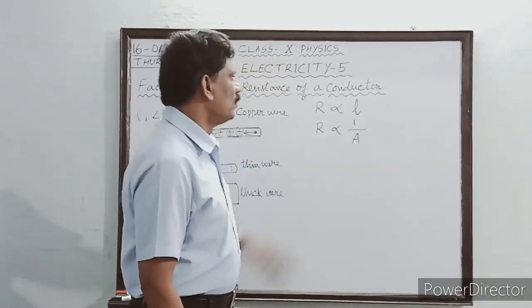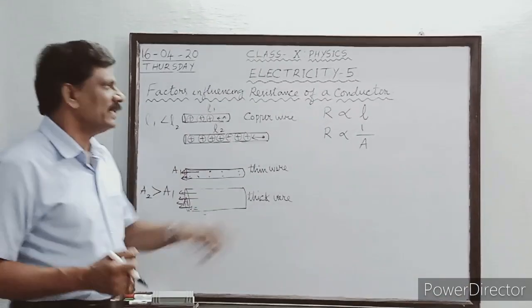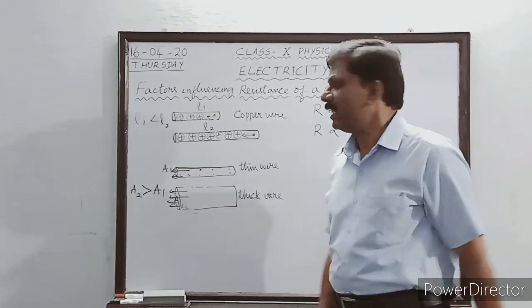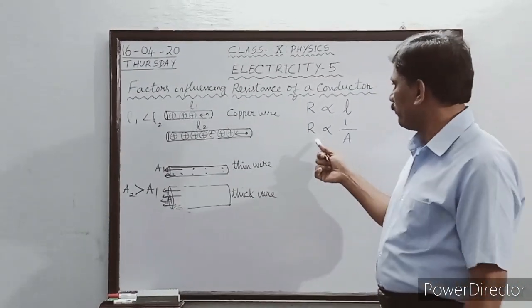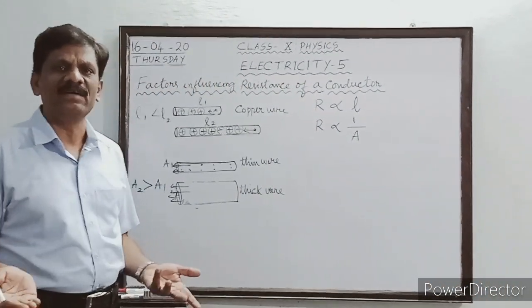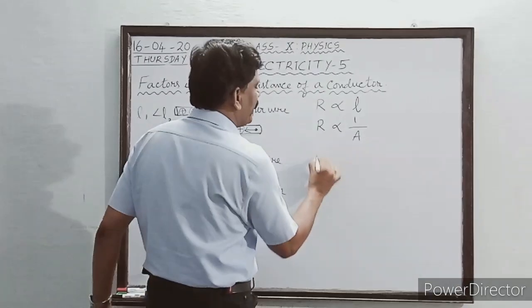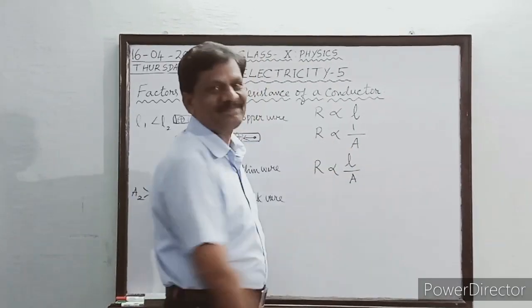Good. So from the first set of two wires, what I have inferred is that the resistance of a conductor is directly proportional to its length. And from the second set of examples, what we have found is that the resistance of a conductor is inversely proportional to the area of cross section of the wire. Now I am going to group these two terms and write R is proportional to L divided by A.